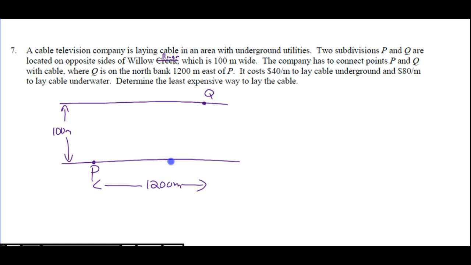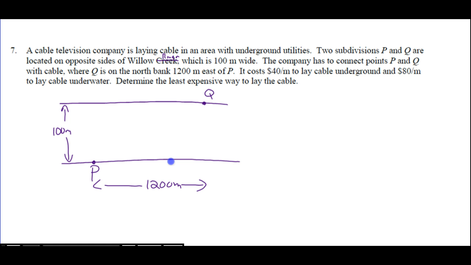It's actually a problem that could exist in real life, right? So we could just lay it all underwater, and this distance is pretty easy to work out. It's the square root of 100 squared plus 1200 squared. We could go all the way on land to here, and then go 100 meters here. Okay, so those are two extremes that we have to look at. What if you go straight across and then down? Because those are two possible costs.